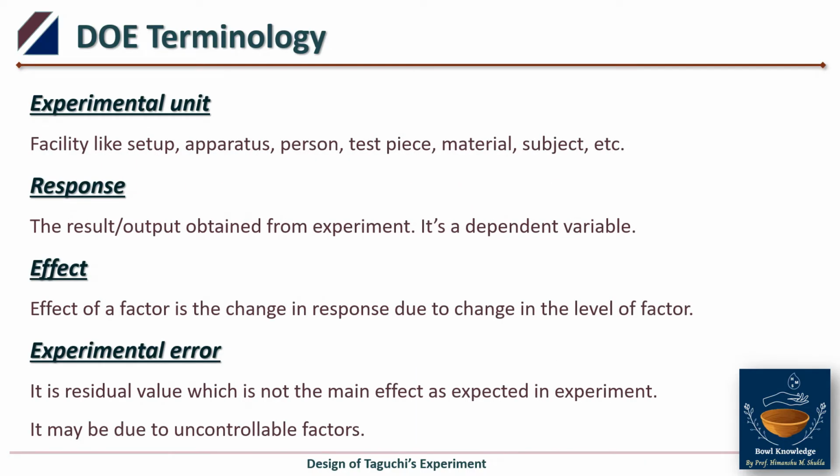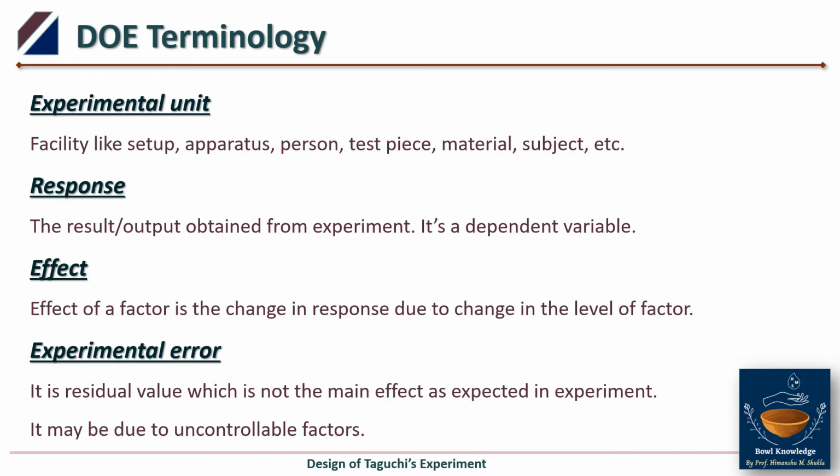Then experimental unit, we know what is experimental unit. It is the prime setup on which we conduct the experiment. So if your experiment is laboratory experiment, it will be some experimental setup or apparatus involving the person who is conducting the experiment, test piece, material, subject, etc. What is response? So it is the ultimate result or output obtained from the experiment. So it is a dependent variable.